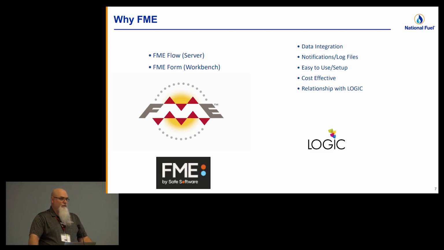Our initial outlay for the software was about $17,000. And we have an annual maintenance fee of about, I think, $4,200. So it's really not that expensive when you look at, like, an Esri EA. They get pretty expensive. A Microsoft licensing agreement, it's relatively inexpensive.